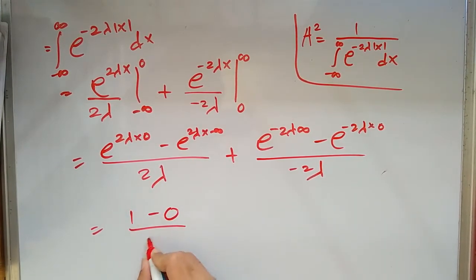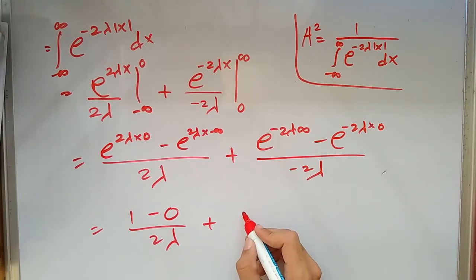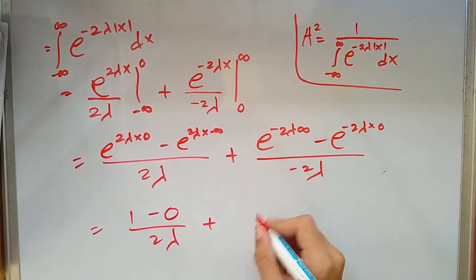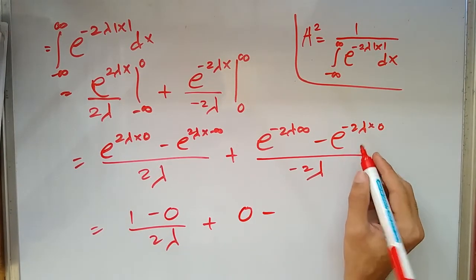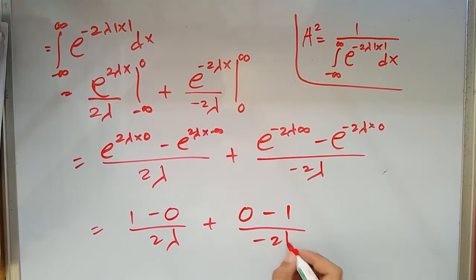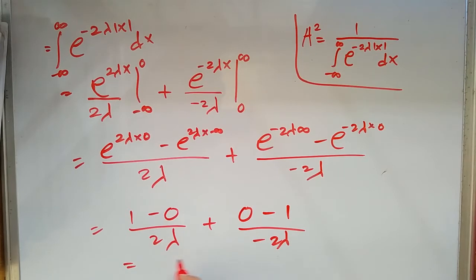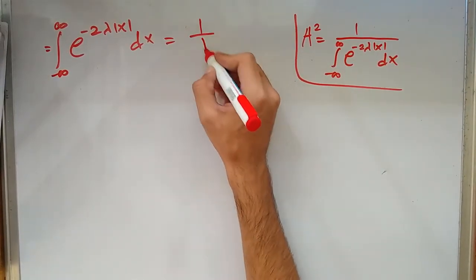So 1 minus 0 upon 2 lambda plus e to the power minus infinity, so that will become 0, minus e to the power 0, which is 1, upon minus 2 lambda. So overall it becomes 1 by 2 lambda plus 1 by 2 lambda, which is equal to 1 over lambda. So the value of this integral is 1 over lambda.